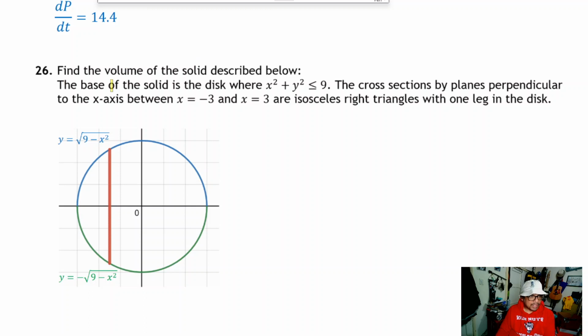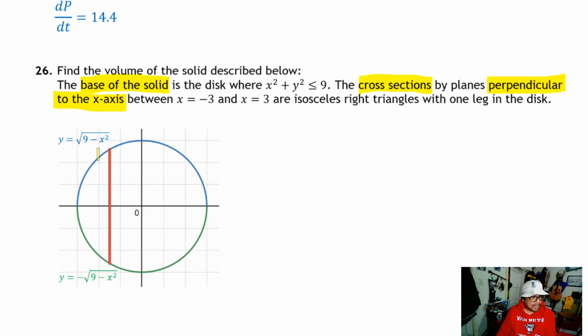The base of the solid, okay, this is a base of the solid type question, is a disk where x squared plus y squared is less than or equal to 9. Okay, so that is definitely a circle. X squared plus y squared equals 9. The radius of this circle is 3. And so we're going to build cross sections perpendicular to the x-axis.